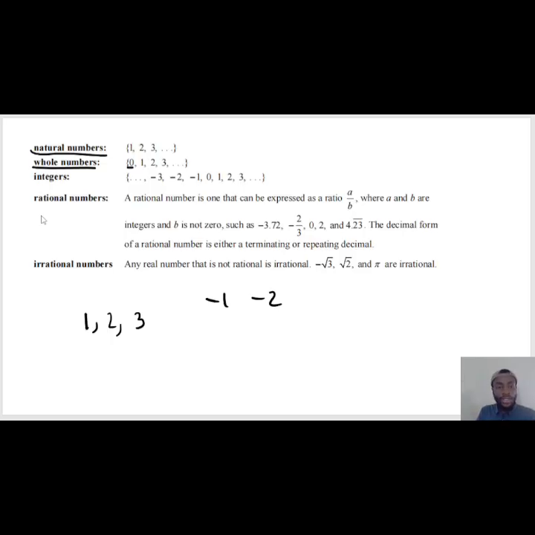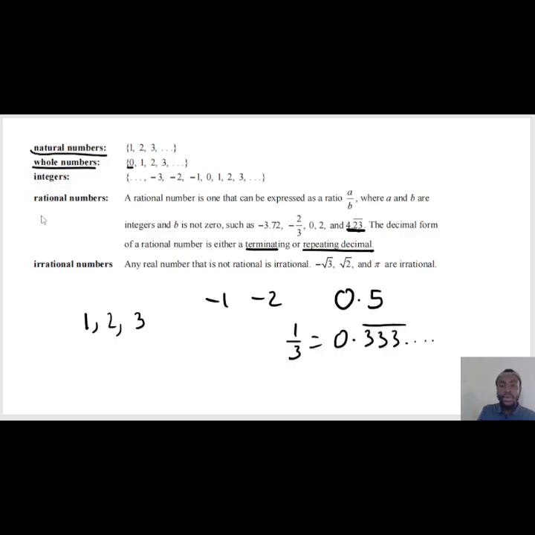Now let's go to rational numbers. If I can express any number as a fraction, then it's a rational number. So the decimal form of a rational number is either a terminating or a repeating decimal. Terminating means that it can be 0.5, it stops. But if I have 1 over 3, it will be 0.333. It continues there. So it's a repeating decimal. That's why they ask for that bar there.